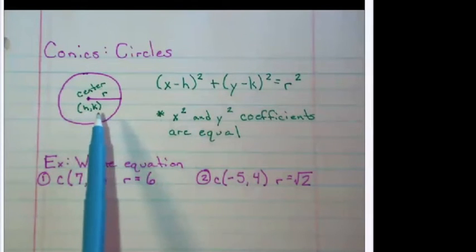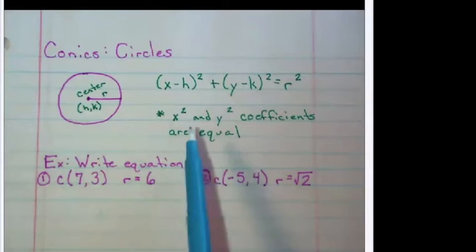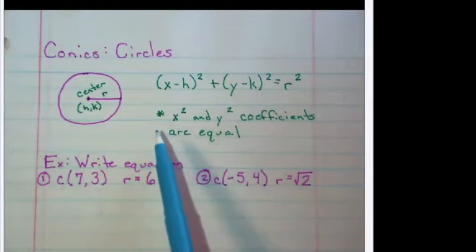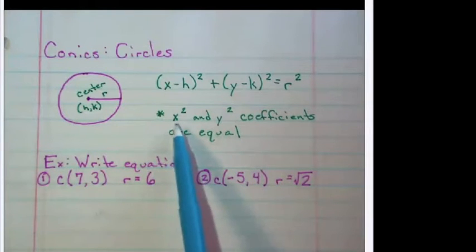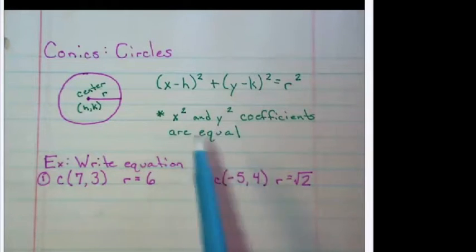Now h and k are the coordinates for the center. So we'll be able to find the center if we have it in that format. The important thing about circles is that the x squared and the y squared coefficients are the same. They have the same sign, they have the same number. There's nothing that changes. That's what keeps everything nice and equal away from that center point.